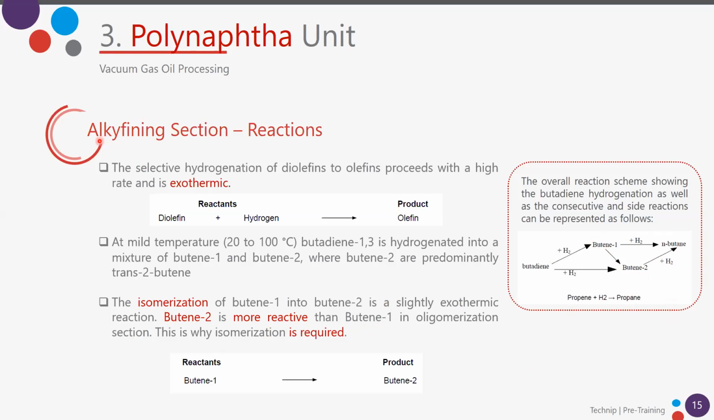Remember, we are still in the first section of the polynaphtha unit. We are preparing the feedstock for the oligomerization section. So if you have questions about these reactions. Yes. Guys, any questions about the alkyphining reaction section? Yes, Mr. Abdul Razzaq.